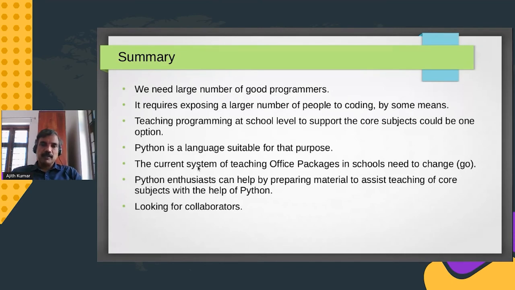Another factor is the current system of teaching office packages in the name of education software. It should probably go, because if there is no need, students can do it themselves. And Python enthusiasts like you can help prepare material or lead some projects, or make something and go to wherever you did your schooling, contact them and push this idea if you consider it worthwhile. And I am looking for collaborators. As I told you, if somebody wants to be in touch with me, put your contact information on that website. I'll use that as a platform.